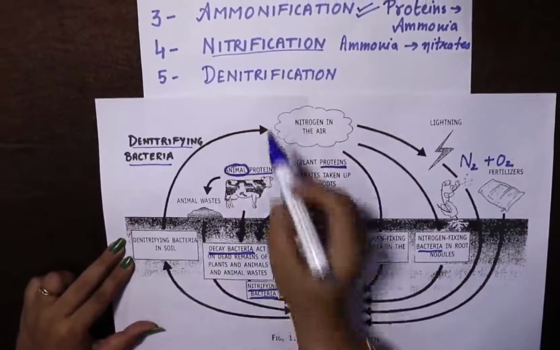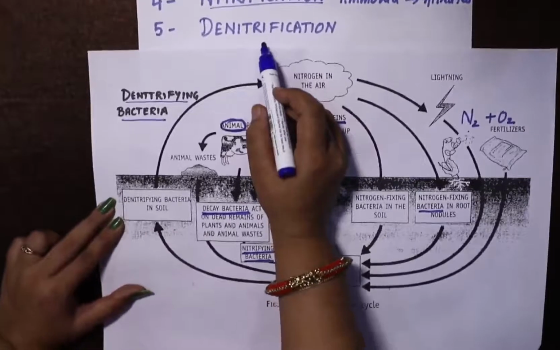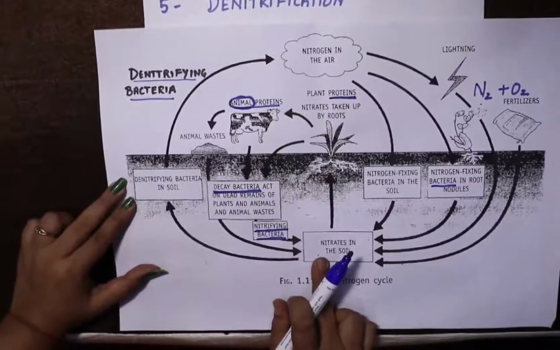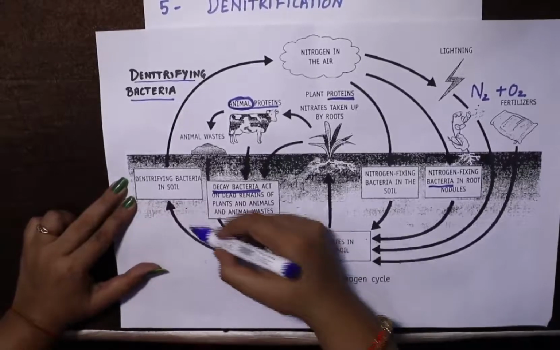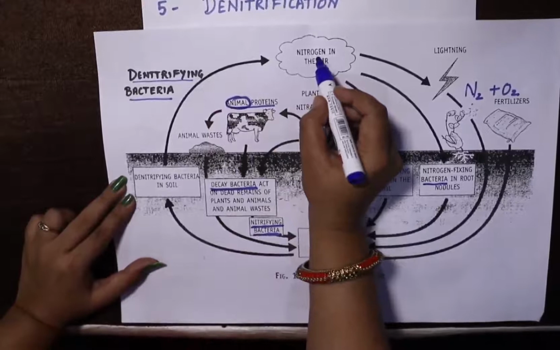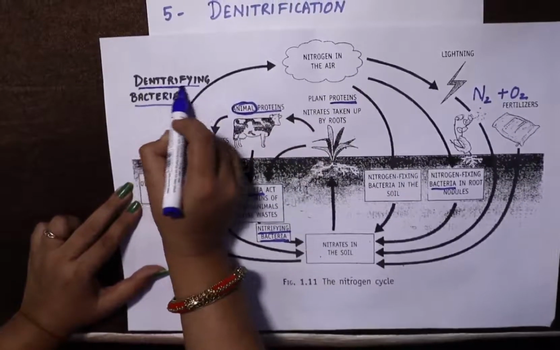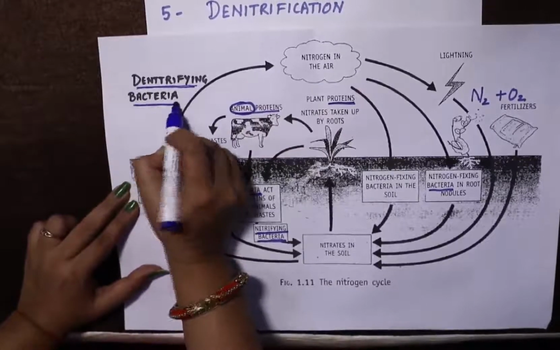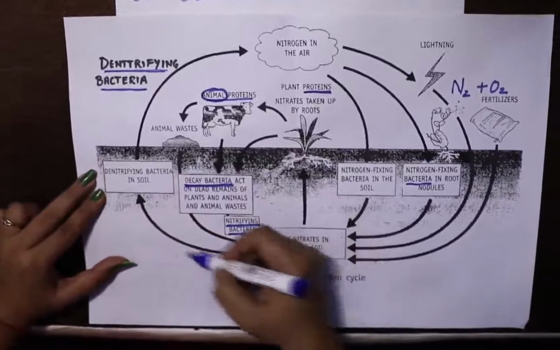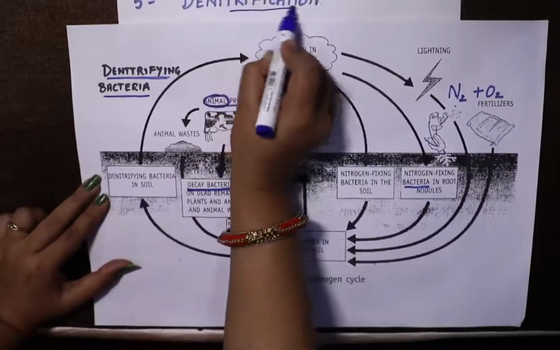The last step of the nitrogen cycle is called denitrification. Now, during this process, some of the nitrates are absorbed by the plants while the rest of them are converted directly into nitrogen in the atmosphere, and this happens with the help of denitrifying bacteria. So this process of conversion of nitrates back to nitrogen is known as denitrification.